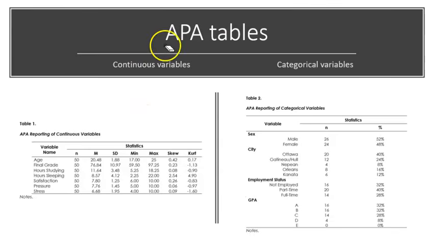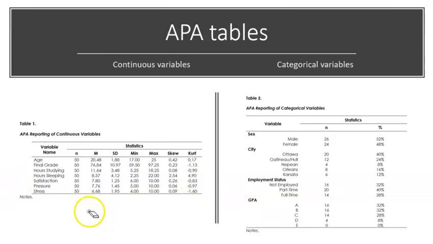I will start with the APA tables. We have to make those tables when you submit your report in the quantitative research method courses. So this key fact of the APA tables will be very useful. When you provide your table, your continuous variables are on the left side, and your categorical variables are on the right side. You can see that they have very different characteristics.